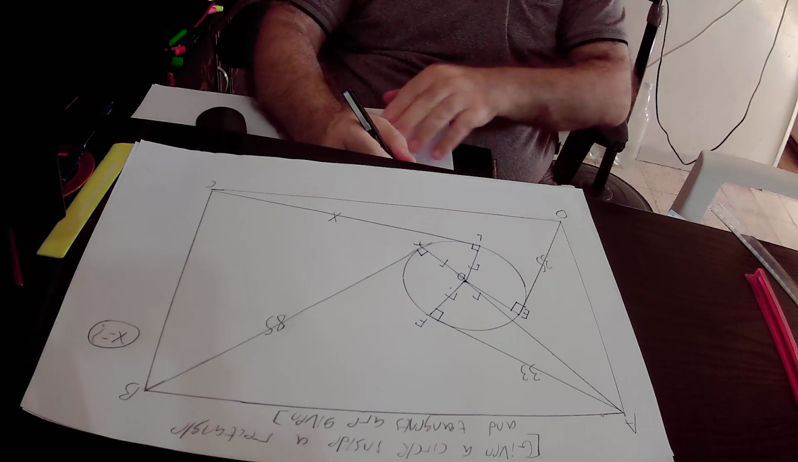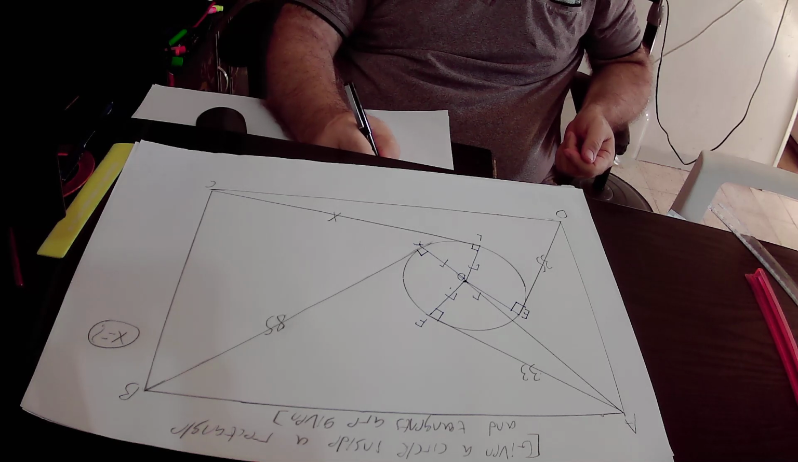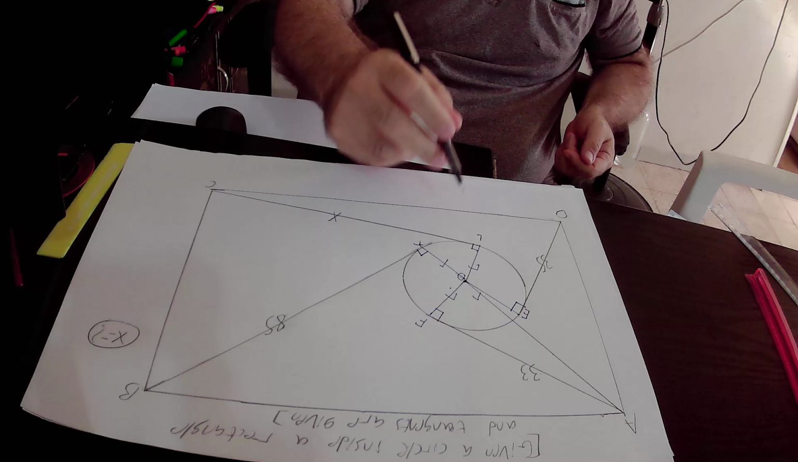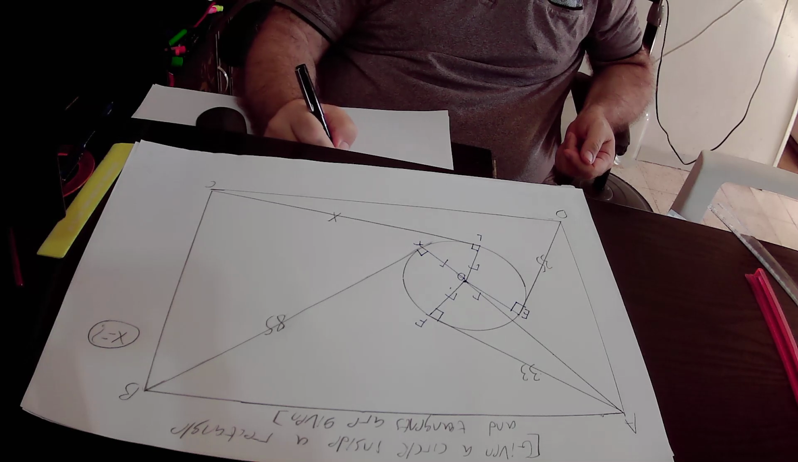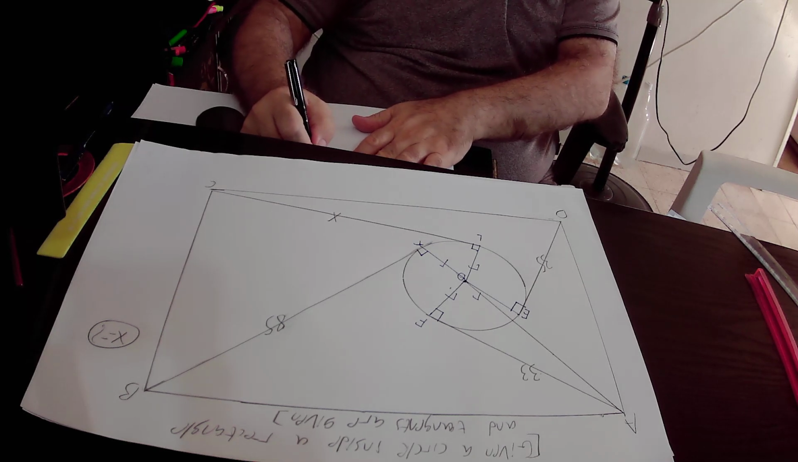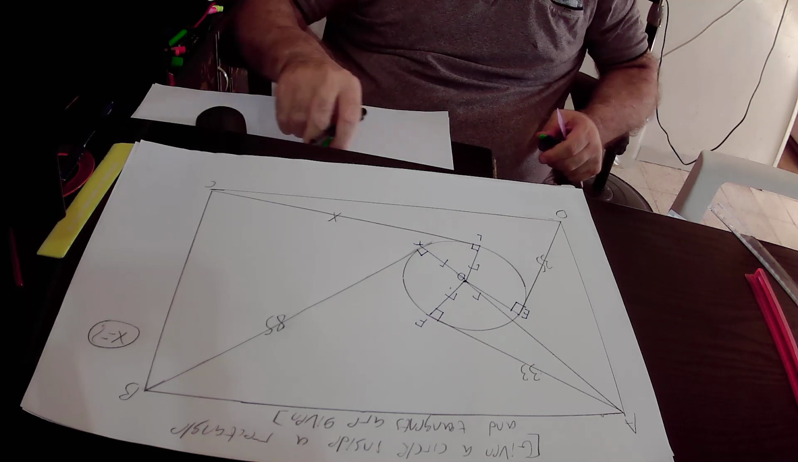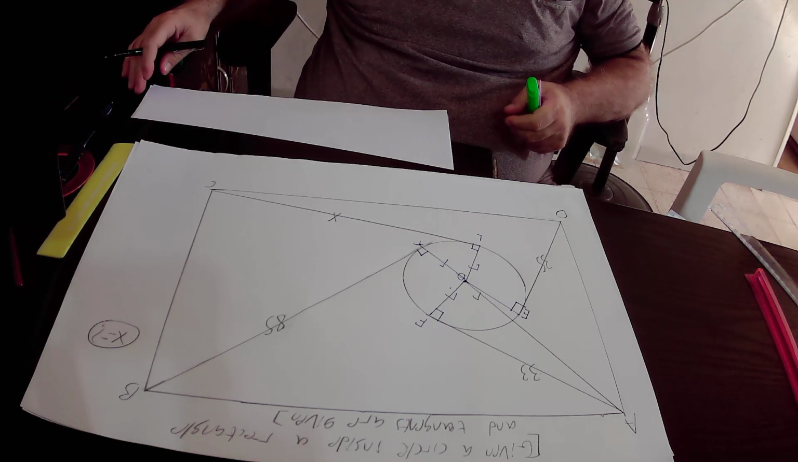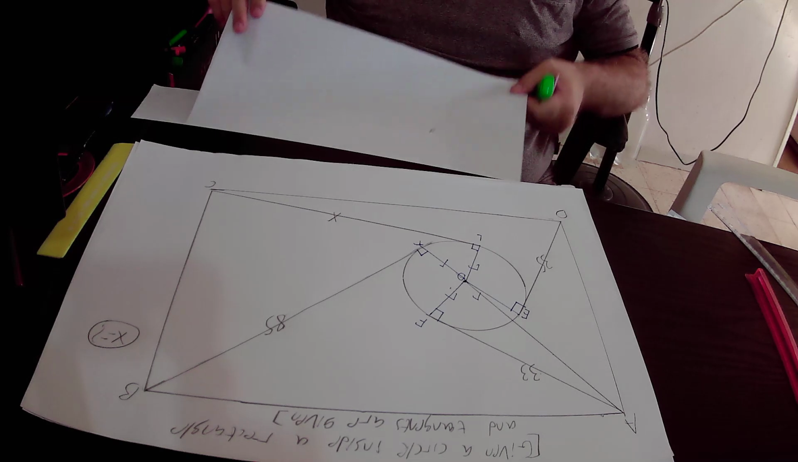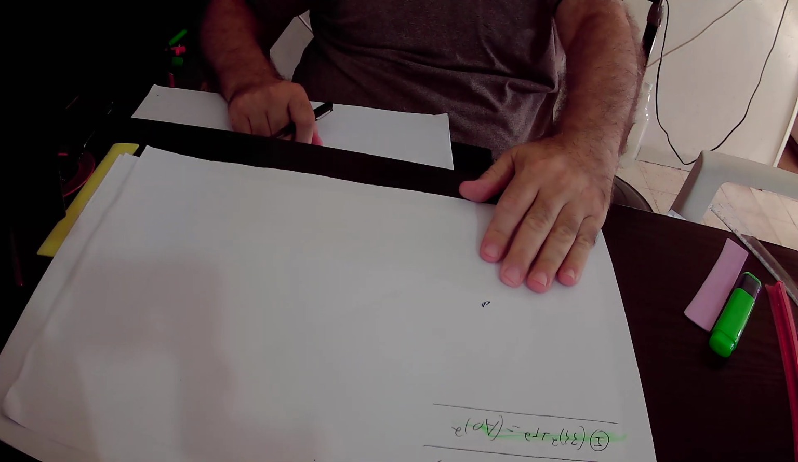AF equals 33, therefore AF squared is 33 squared plus FO squared. FO equals R, therefore FO squared equals R squared and is equal to AO squared. So in conclusion, we found that according to equation number 1, 33 squared plus R squared equals AO squared.